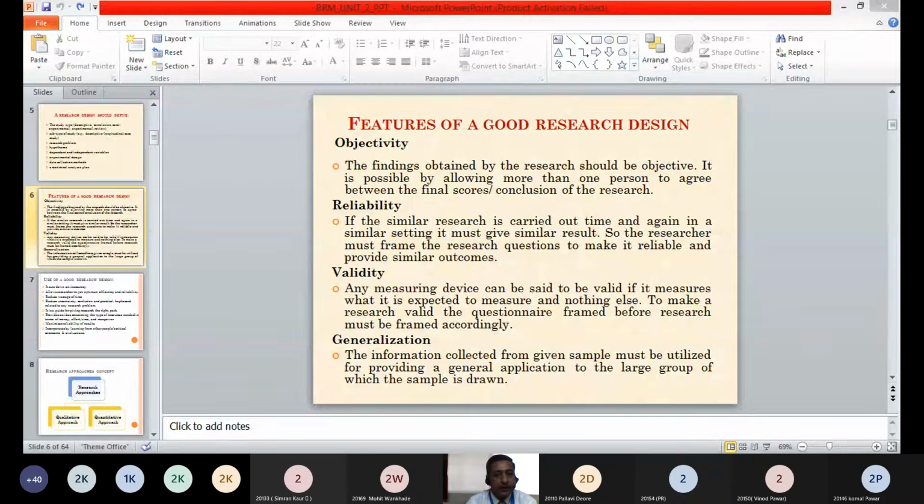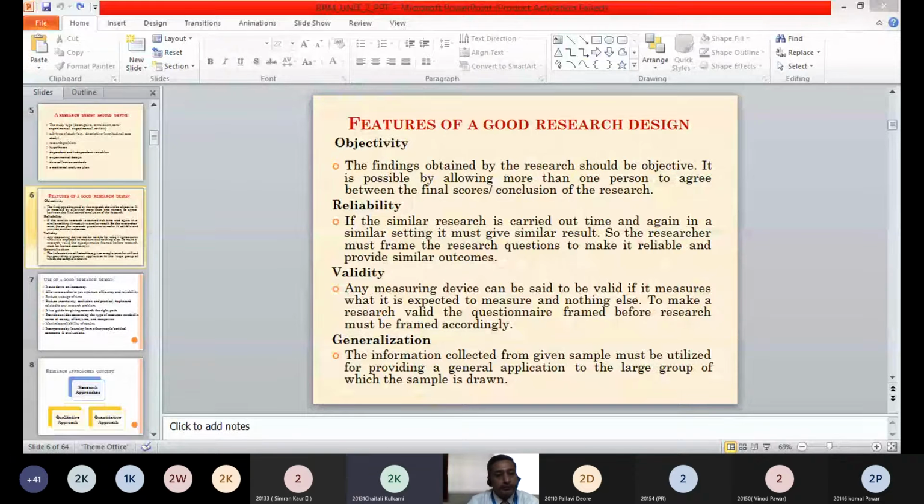So if you are measuring a temperature, and that thermometer measures the accurate temperature of your body, then you can say that it is an accurate, valid thermometer. Getting the point? Yes, sir. Yes, sir.